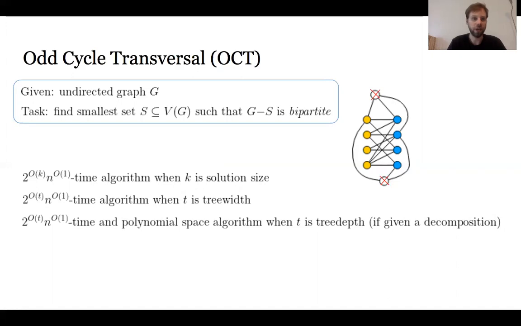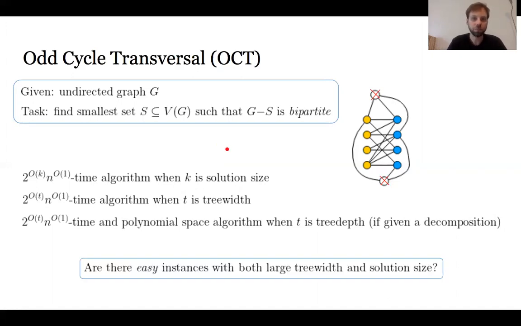This leads to a question: can we combine the techniques used in these different parameterized algorithms to find a larger class of tractable instances? So we are interested in some new parameterization, which can be arbitrarily smaller than both solution size and tree width, but under which the problem would remain FPT.